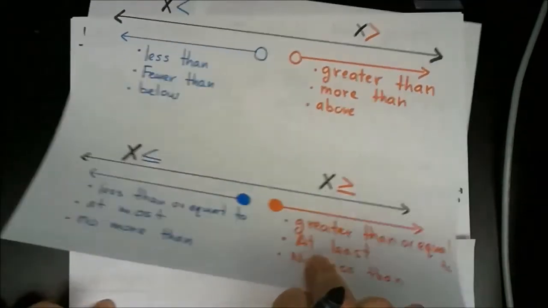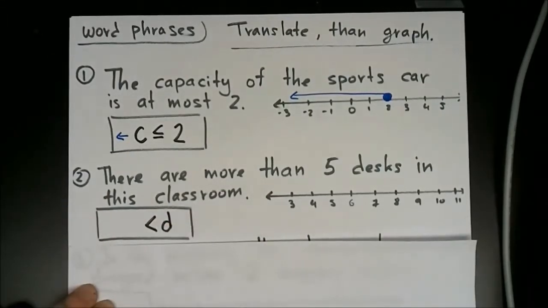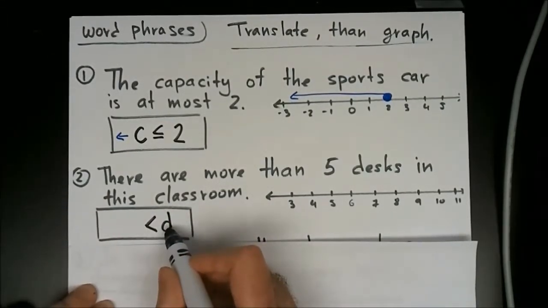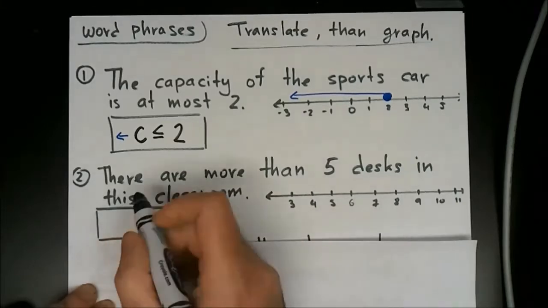Variable has to face the larger portion of the alligator symbol, like this. So again, it doesn't matter where the variable is, left or right, as long as its relation to the alligator symbol is correct, you're fine. And it's more than 5.